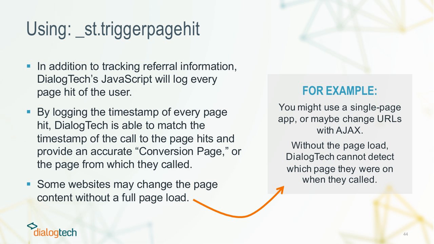So ST-trigger-page-hit is another function that you can call very similarly to ST-render. You can do so through front-end coding, or you can do so through a tag manager. And what it's going to do is when you change URLs, we'll register that page hit without rendering the entire JavaScript snippet. So again, changing URLs through Ajax, single-page apps, Angular implementations, this is where you're going to start to use this.